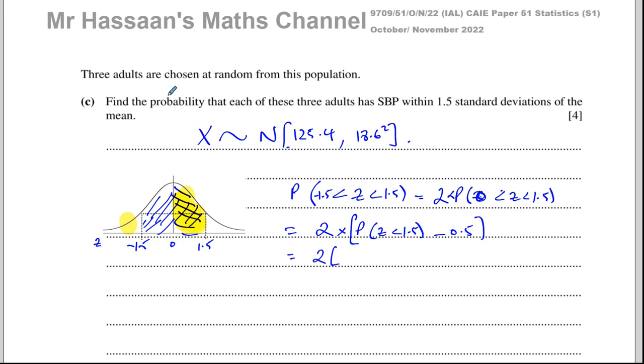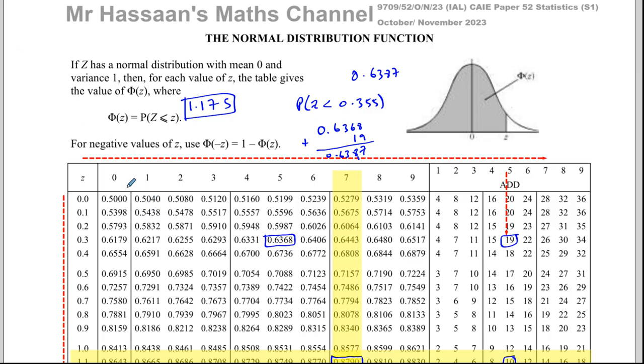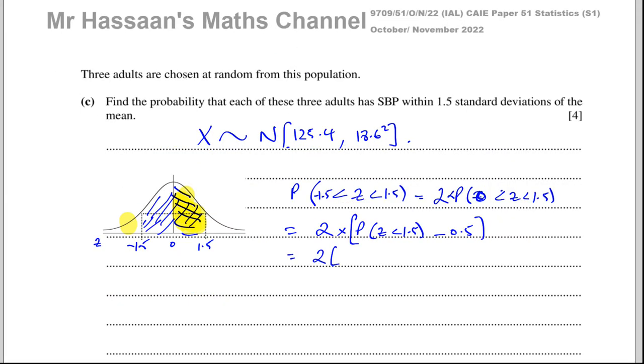So I'm going to go to my table of values and look for 1.5. The Z value of 1.5 is over here, 1.50, and 0. So it's going to be 0.9332. We got that value, 0.9332, and then we take away from that 0.5. That will give me this area over here. When I double it, it will give me the area that I'm looking for.